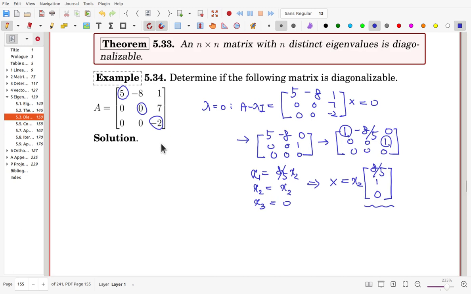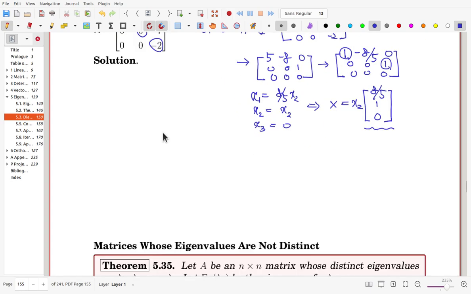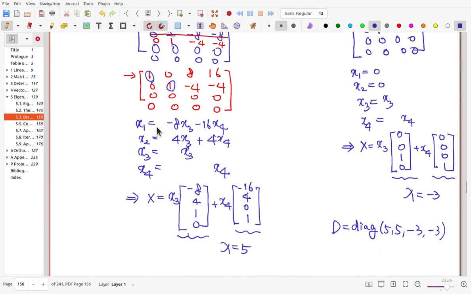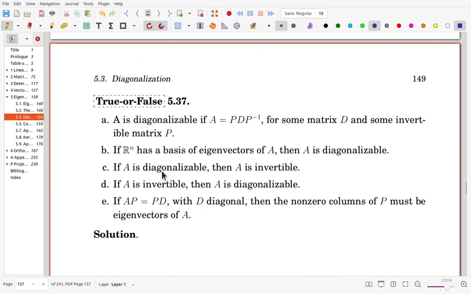No. If you try to get the determinant, then the product of diagonal entries is the determinant. So the determinant is 0, which means A is not invertible. However, it is diagonalizable. Right? So the statement we are considering is false. Now, how about the opposite? If A is invertible, then A is diagonalizable.